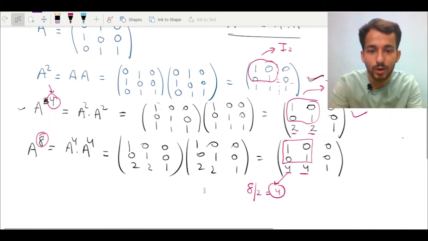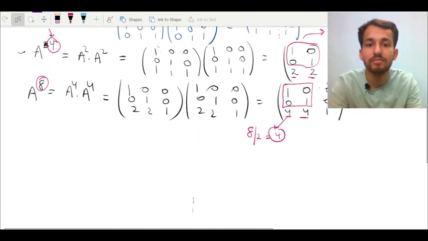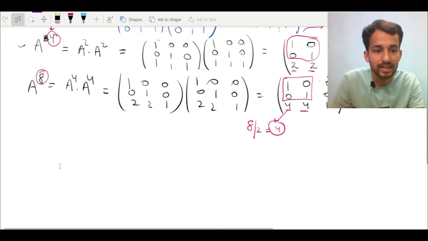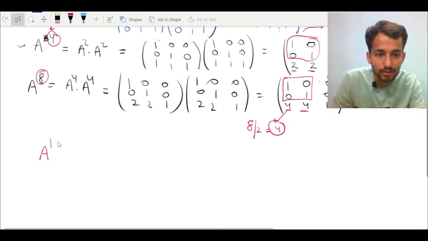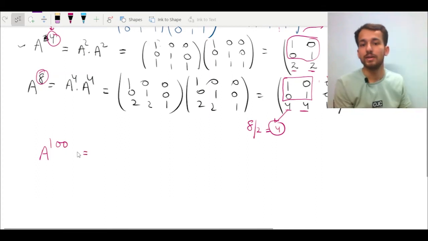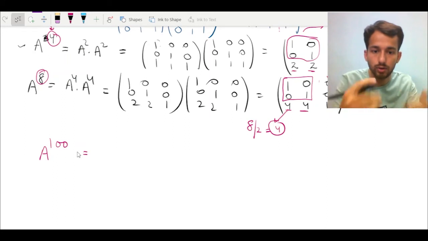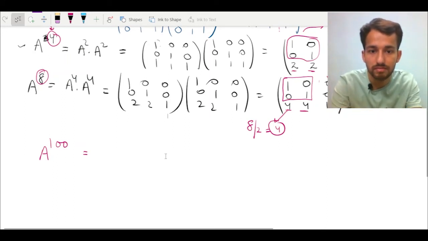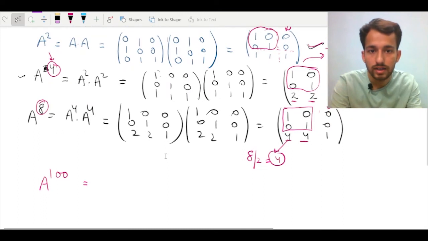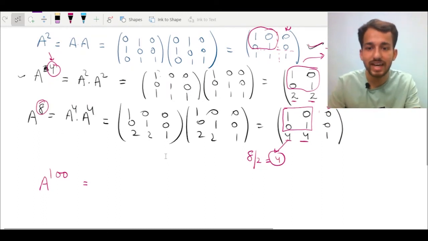So now this column is also the same in all the cases. This third column remains the same. So in a similar way, we can directly say from here what will be my A to the power 100. Now I ask you to pause the video here, go through what we have come up with in our previous cases, and directly using those observations, try to find A to the power 100.